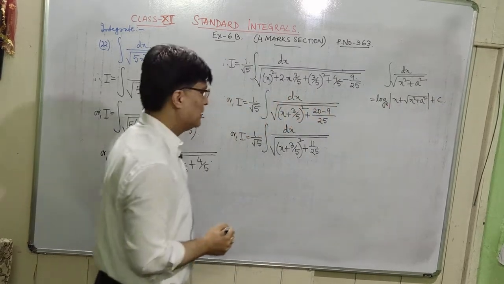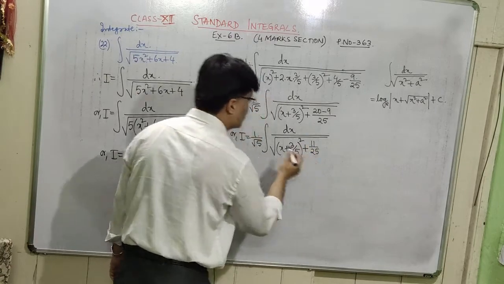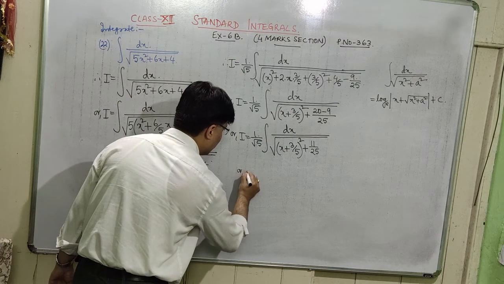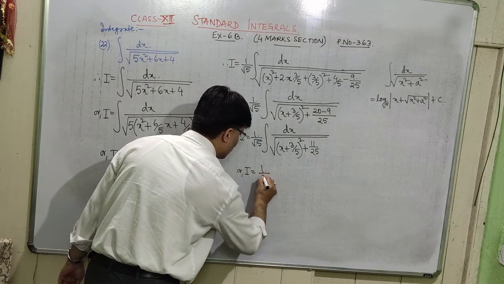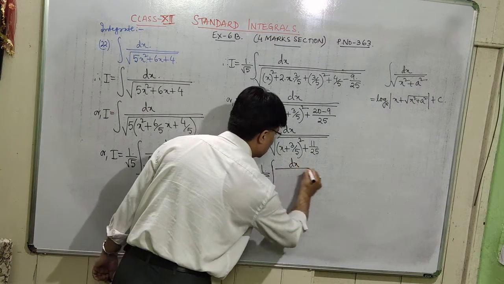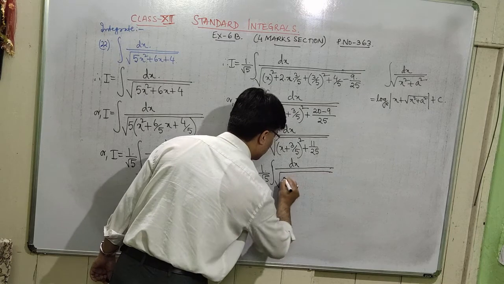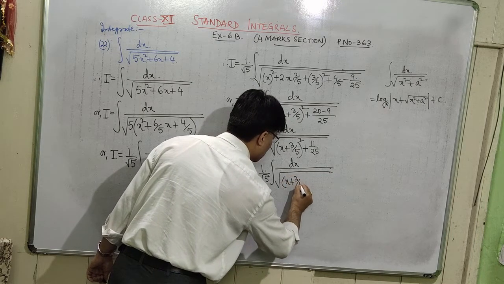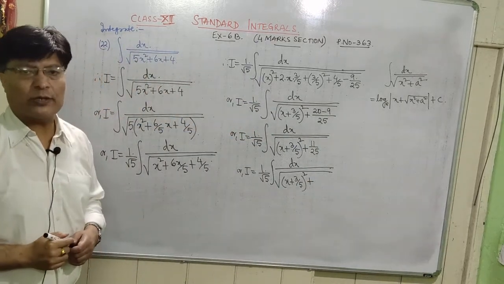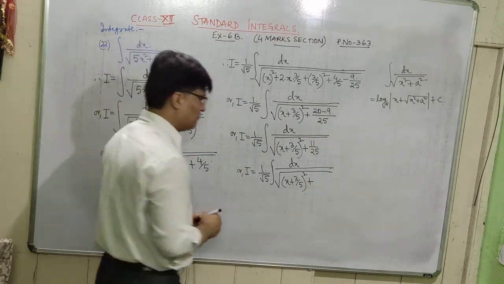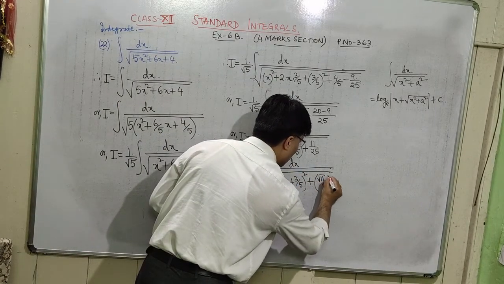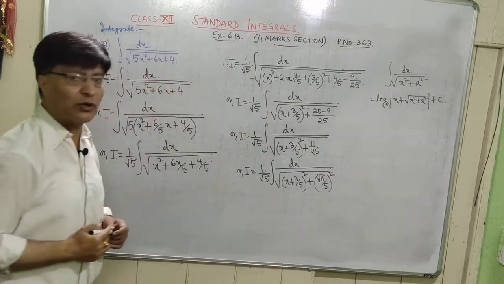here the base is e. Okay, so let us convert this 11 by 25 in terms of whole square. How will I write 11 by 25 in terms of whole square? So I is equal to 1 by root 5, integration of dx divided by within square root, x plus 3 by 5 whole square plus, how will you write 11 by 25 in terms of a whole square? So it is root over 11 by 5 whole square. Is that clear to all of you?